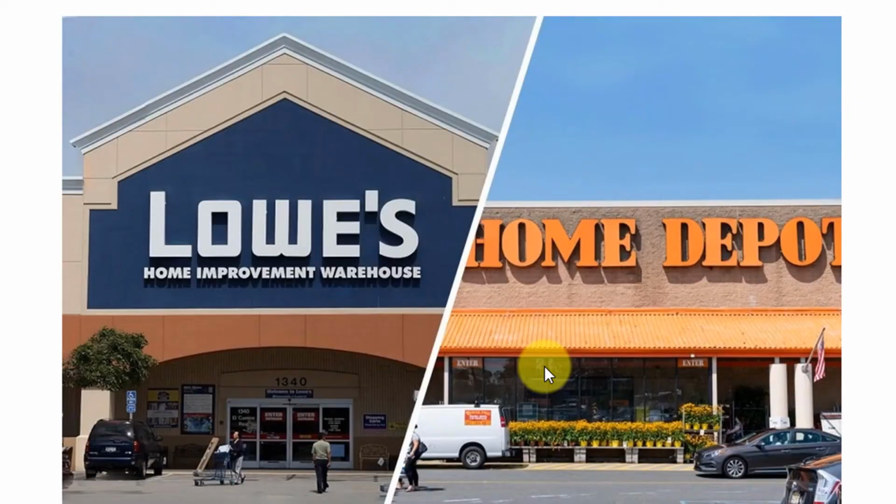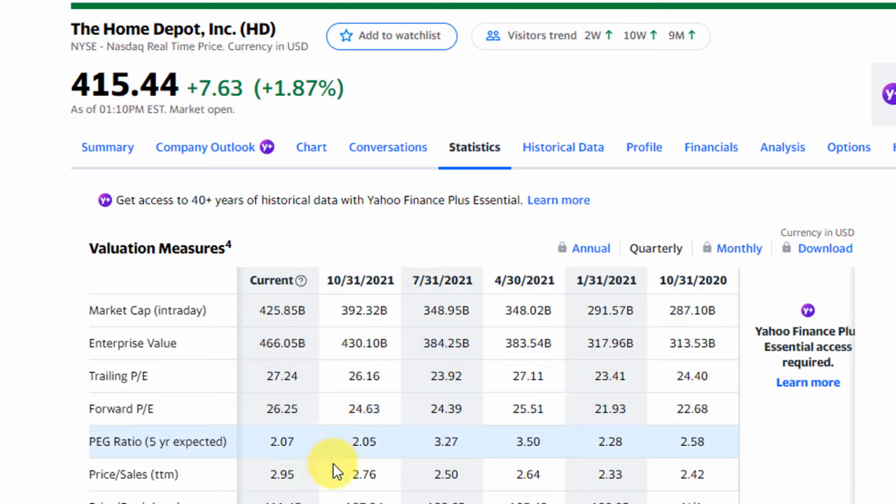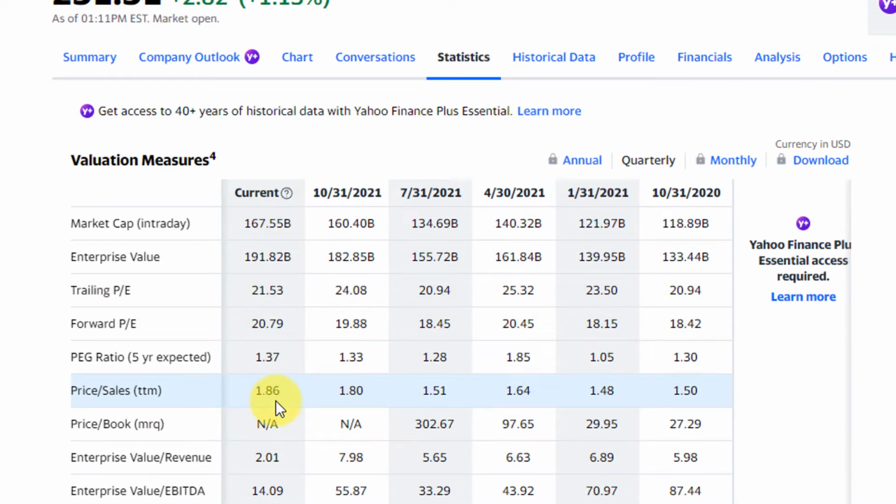You can also use this multiple to compare like companies. Perfect example is Lowe's and Home Depot. Now, I don't own a home, so I don't have a preference for either of these stores. If you ask a dad that's constantly going to these stores every Sunday, they may have an opinion on which store is better. But if you look at the fundamentals of the company and what they do, Lowe's and Home Depot are very similar. If you look at the numbers, Home Depot is trading at a price to sales ratio close to 3, whereas Lowe's trades at a price to sales of 1.86.